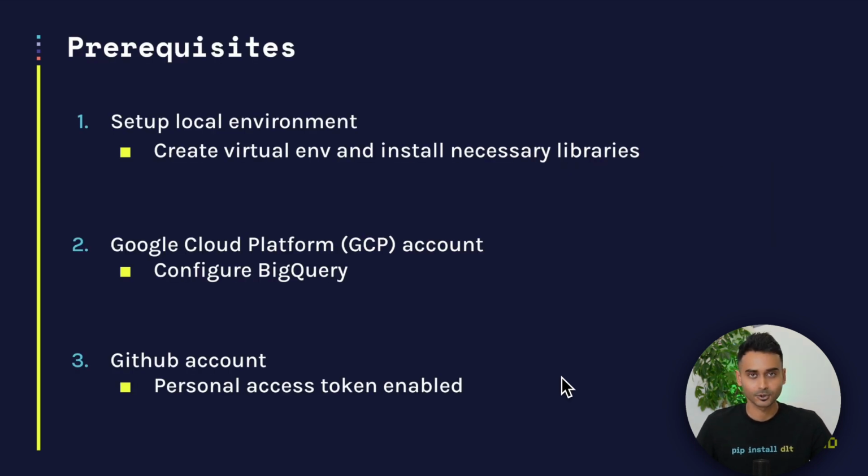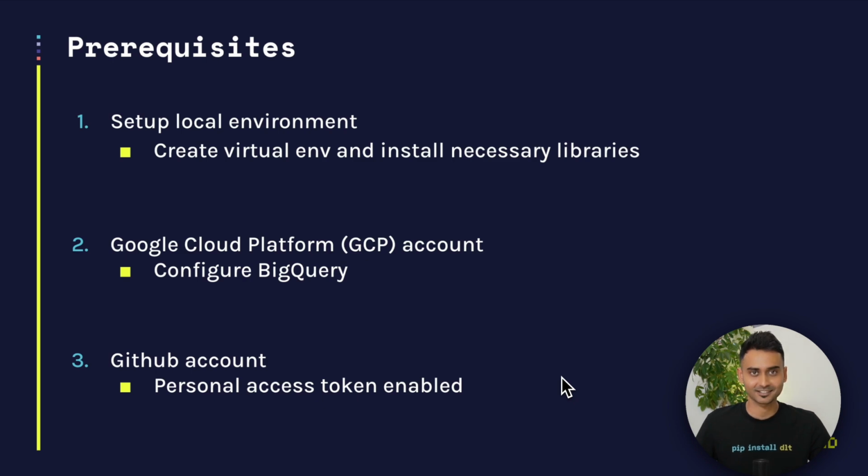Before we start this course, there are certain prerequisites. You need to set up your local environment and configure your GCP account to use BigQuery. If you haven't already done this by now, please watch the introduction video by Ashish, who will show you how to do the same. He will also show you how to execute your DLT pipeline on your local machine. And lastly, you also need to have a GitHub account with your personal access token enabled.